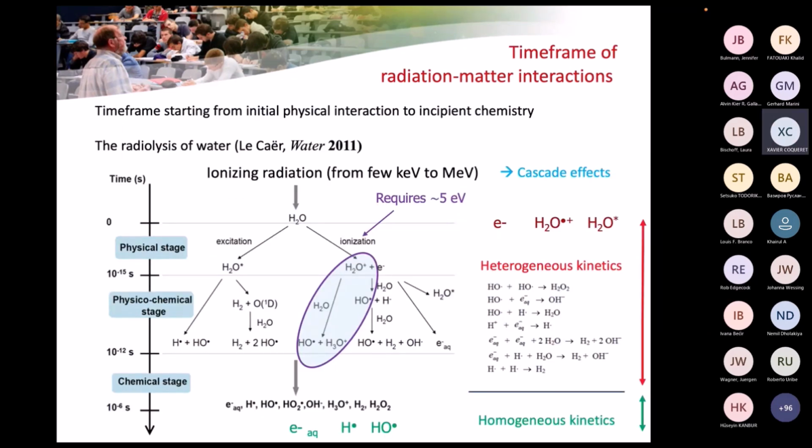Okay, to illustrate this more precisely, I have reproduced here the radiolysis of water, with very interesting features in terms of time frame. I've already mentioned that the physical stage leading to excitation and ionization typically takes place in 10^-15 seconds. Afterwards, we have a physicochemical stage where a number of reactions take place, but in heterogeneous conditions. So these are heterogeneous kinetics, where these different primary products can interact with each other.